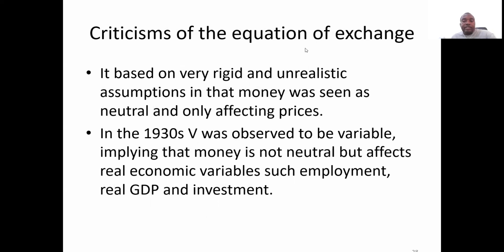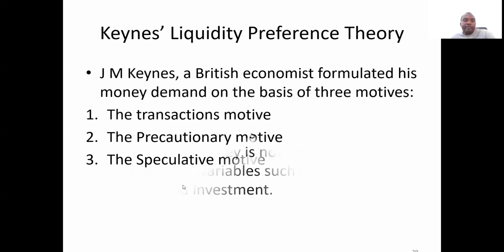The criticisms of the equation of exchange: it is based on very rigid and unrealistic assumptions, in that money is seen as neutral and only affecting prices. We know in the short to medium term, it may not be neutral. In the 1930s, V was observed to be variable, implying that money is not neutral, but affects real economic variables, such as employment, real GDP, and investment, to mention a few.